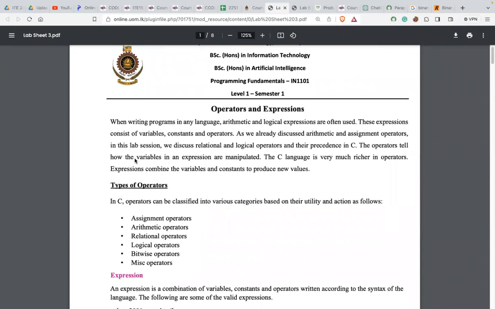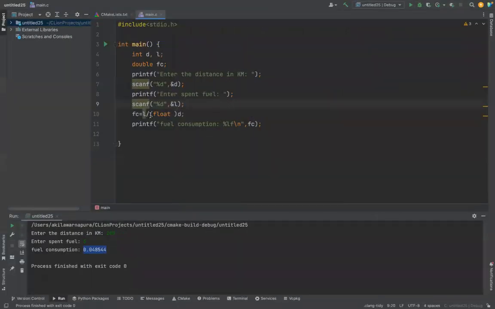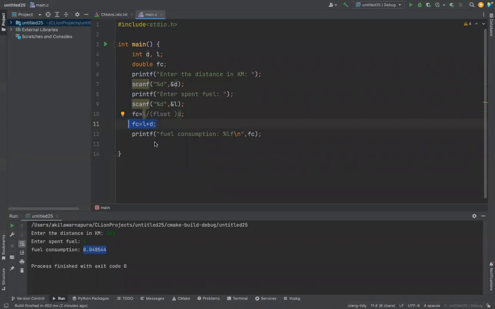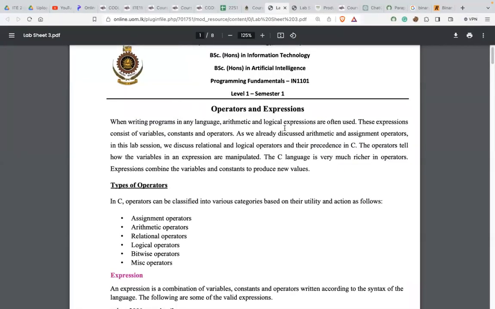In today's lab session, operators and expressions: when we write programs in any language, arithmetic and logical expressions are often used. What does it mean by arithmetic operations? L divided by D, so division is an arithmetic operation. Or you can use FC equals L plus D. Suppose that this is the answer. Then this is also an arithmetic operator. Logical and arithmetic expressions are often used.